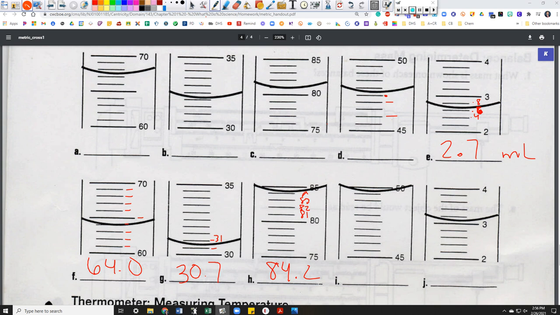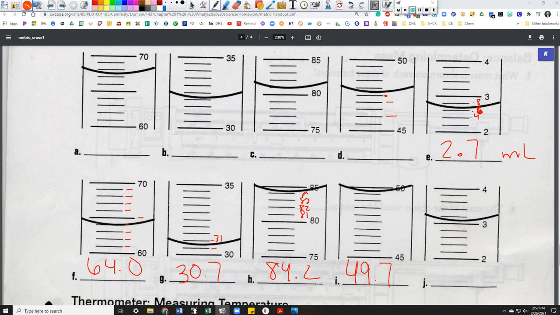Go ahead, Jacob. Never mind. Okay. Lillian, say it again. 49.7. Very, very good, because it's right above 49.5. So it's between 49.5 and 50. So 49.7 is appropriate there.